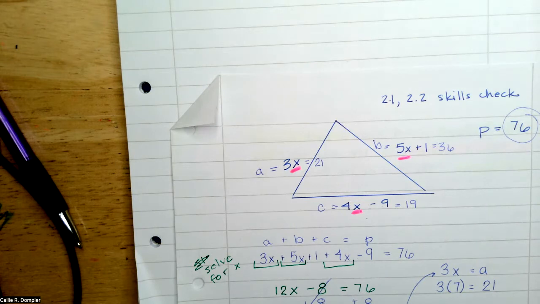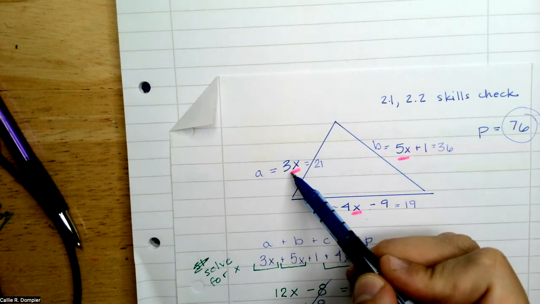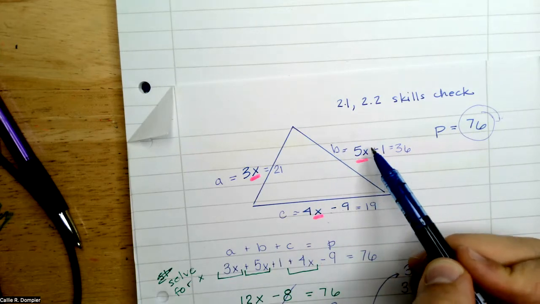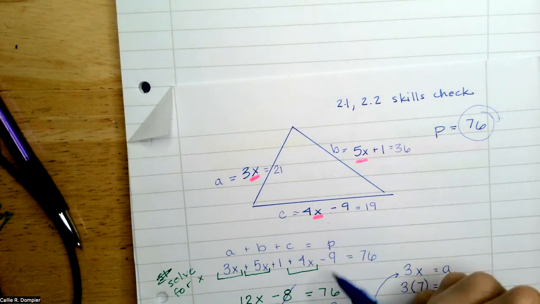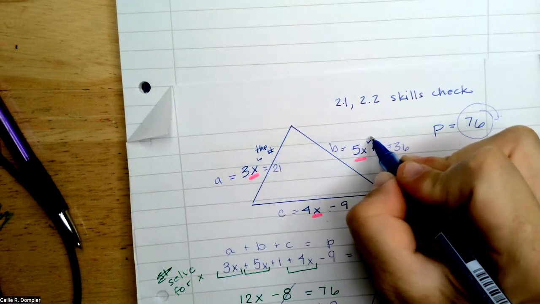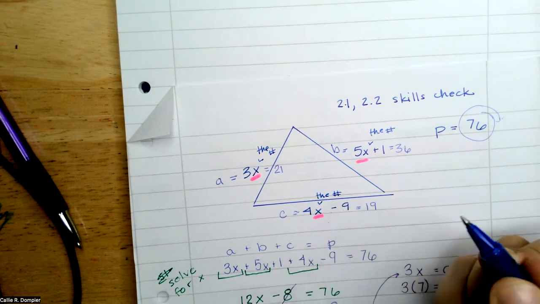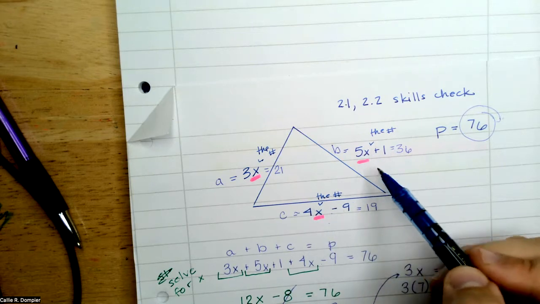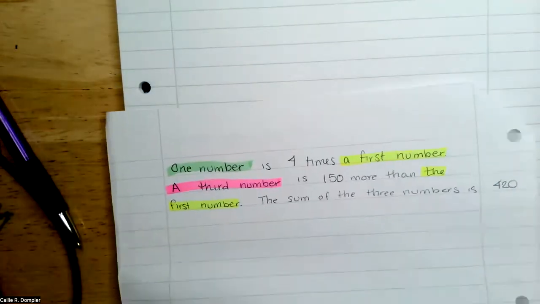Okay? So you're going to take that original number as your variable. I'm going to say it again. One side is 3 times the number. Another side is 5 times that number plus 1. A third side is 4 times the number minus 9. So this is the number, the number, the number. Okay? We gave them A, B, and C because they're different expressions, but you only have one variable when you write it all out. And then you have your total.